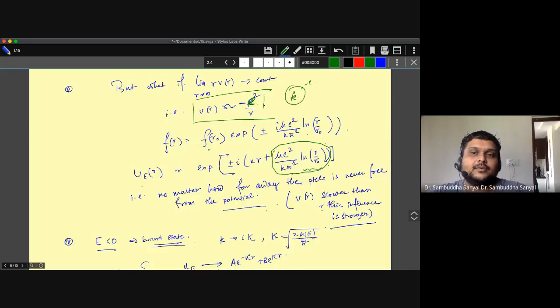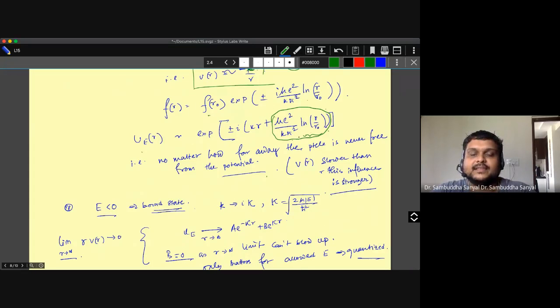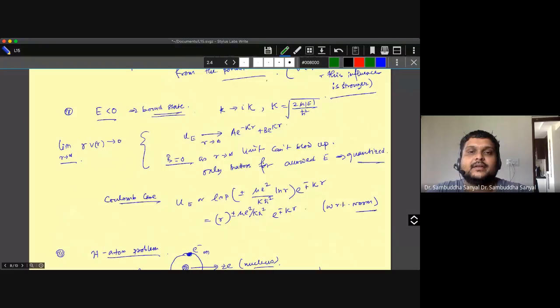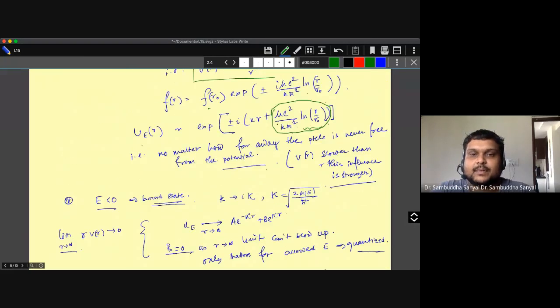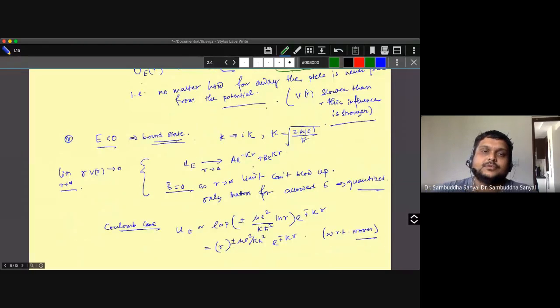Now that we got this solution form, you can see this is actually a power law. So let's look at it once more, at one more level of detail. This is actually a power law because of this exponential and log. When you take this term separately, it becomes r by r_0 to the power of this object. That's why it's a power law. Now let's look at the bound state solution of this problem.